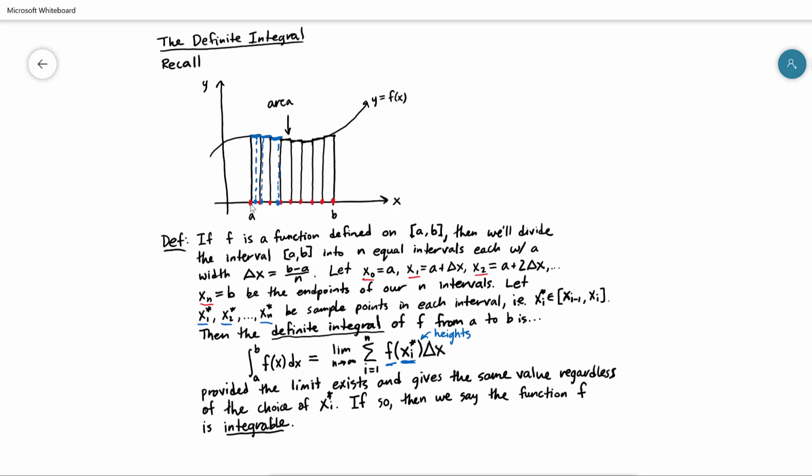So as the two red points squeeze together, the blue point just needs to stay in between them, and it gets squeezed down to a single point. So we don't really care if it starts on the left or starts on the right. At the end of the day, it just needs to be between those points. So this is our definition of a definite integral.